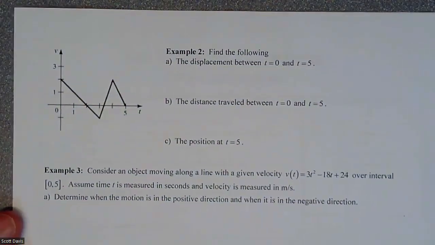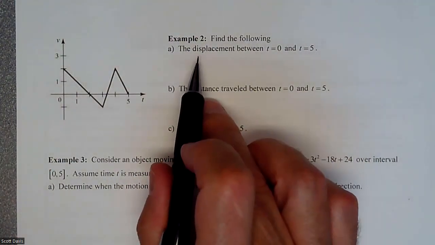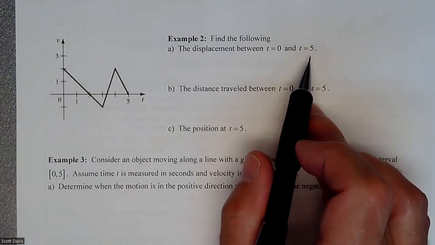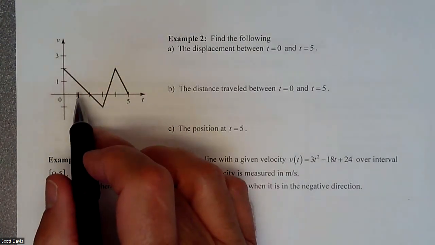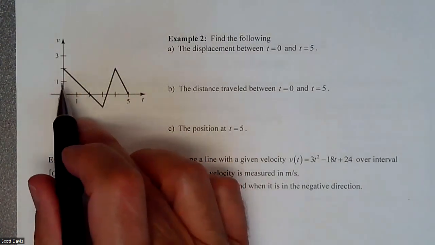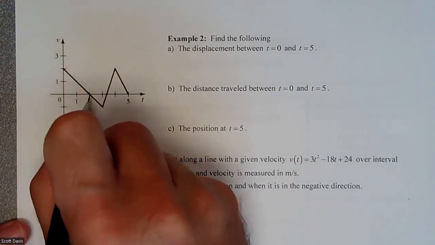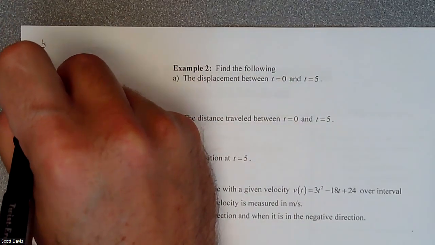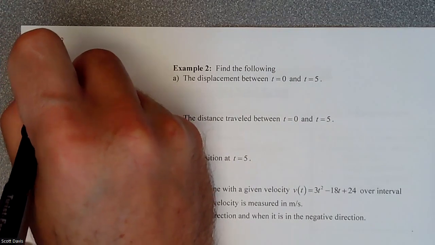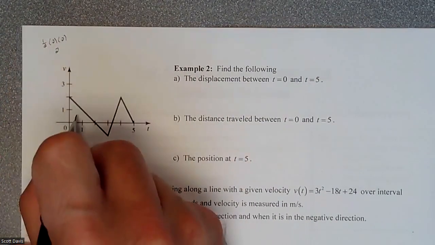So this graph, we're going to try to find the displacement, these areas under the curves from 0 to 5. We're going to find the distance traveled, and we're going to find the position at 5. They don't give us the areas, but they give us these triangles that we can figure out the areas of. So this right here is a 2 by 2. So we're going to do 1/2 times 2 times 2. So 4 divided by 2 is an area of 2.